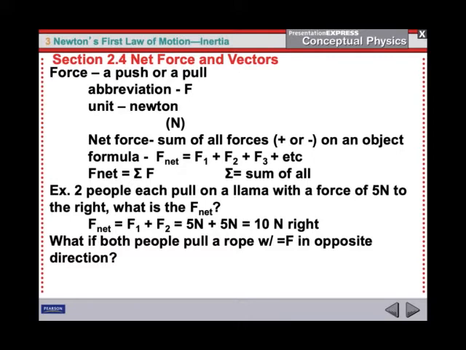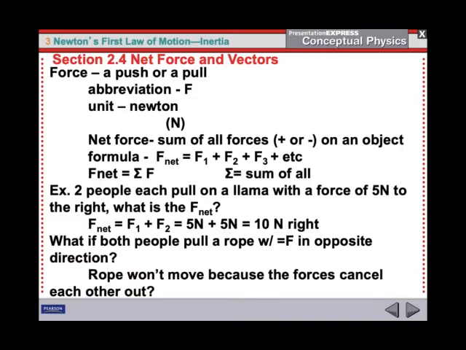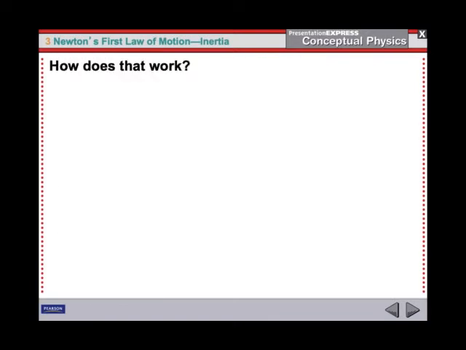So what if both people are pulling on a rope with equal force but in opposite directions? The rope won't move because the forces cancel each other out. Is that true? How does this work? And you know that from watching the early stages of a tug of war. If both groups in the tug of war are pretty evenly matched, the rope isn't going to move hardly at all, if at all. So why is that? Well, let's explain it with some physics.